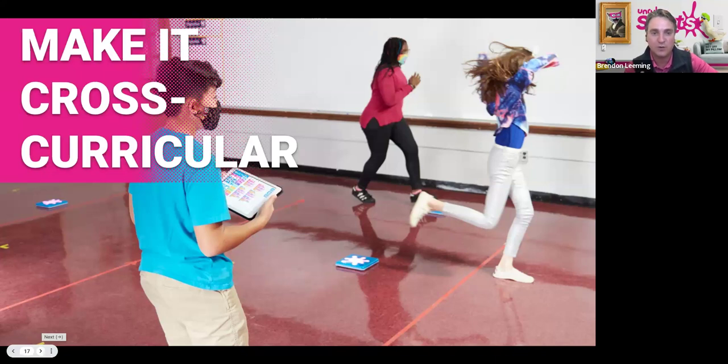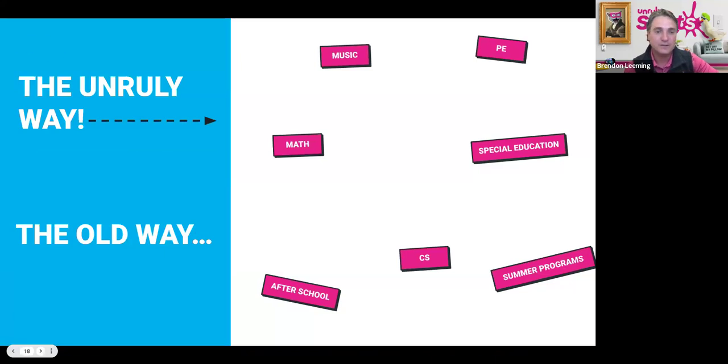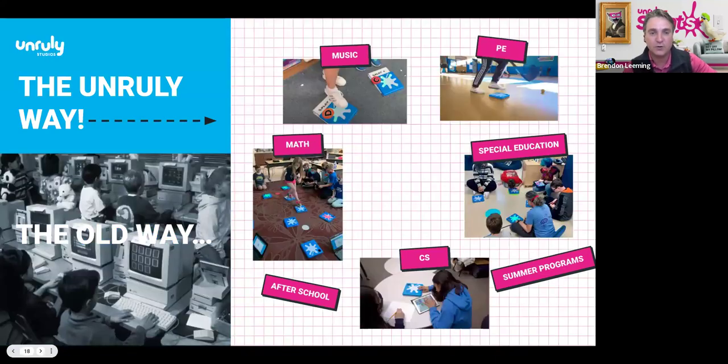Every teacher can find a unique way to use it, and it exposes students that much more. Ten different 15-minute activities creates so much more exposure for these students that they wouldn't have had otherwise. And that's really the Unruly way. That's the Unruly solution.